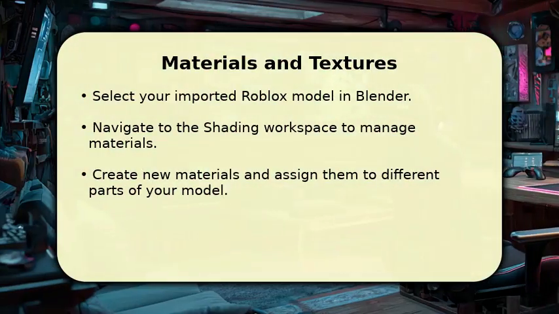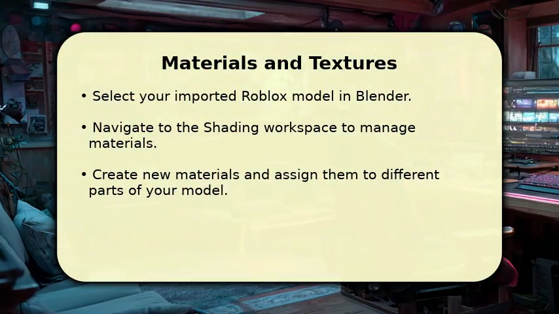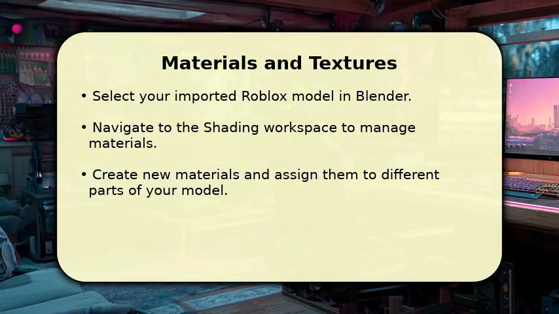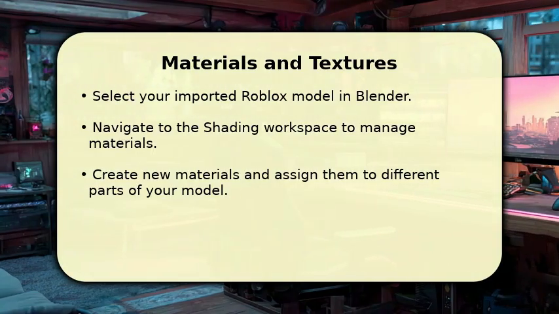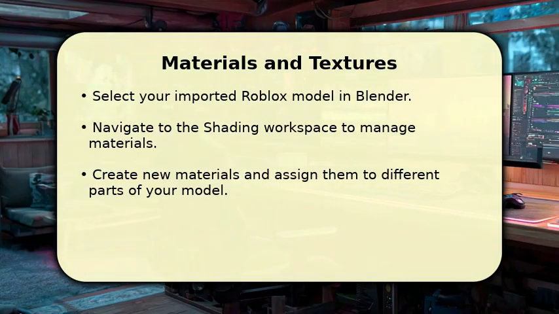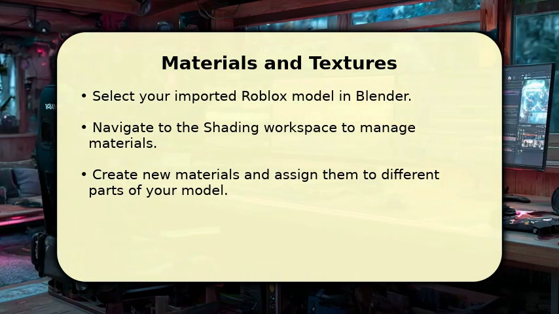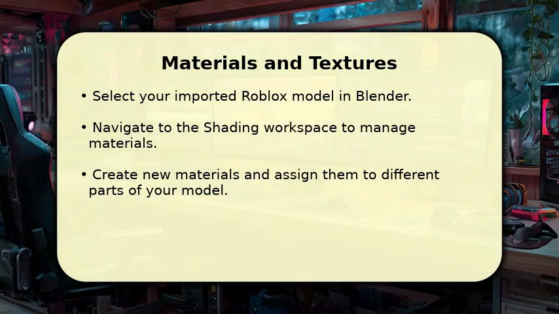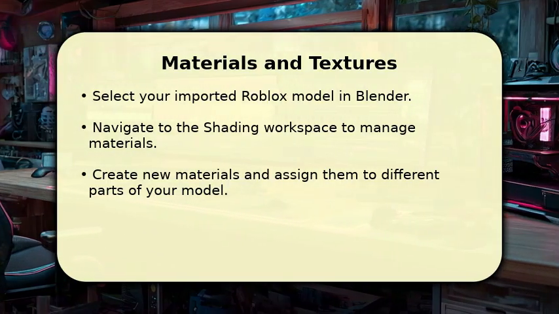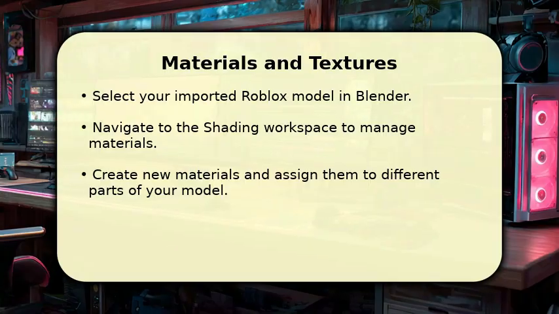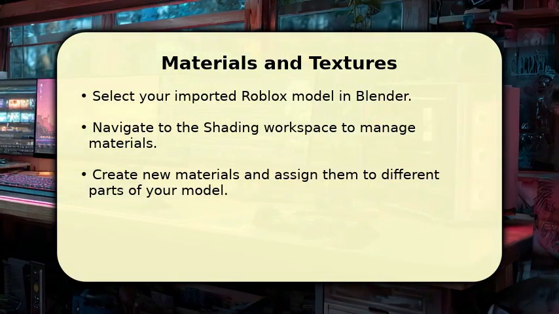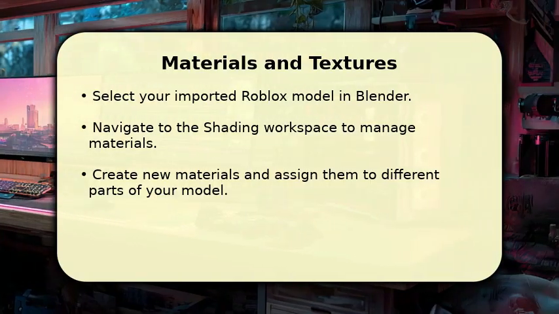With your model imported, it's time to add some visual flair. Select your Roblox model in Blender and head over to the Shading workspace. Here, you can create new materials and assign them to different sections of your model. Don't forget to import and apply any textures you have, ensuring proper UV mapping for a realistic and accurate appearance. This step truly brings your model to life.